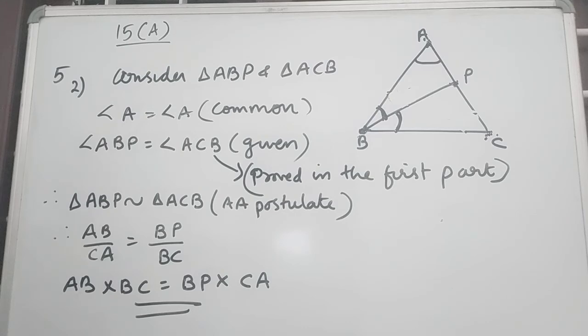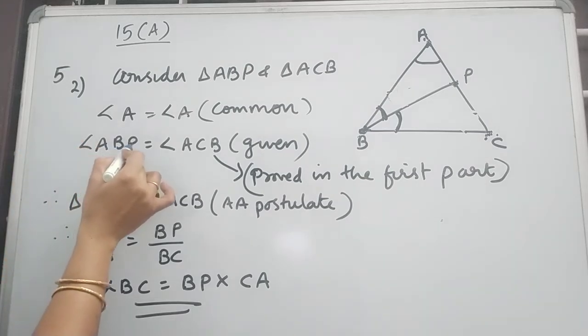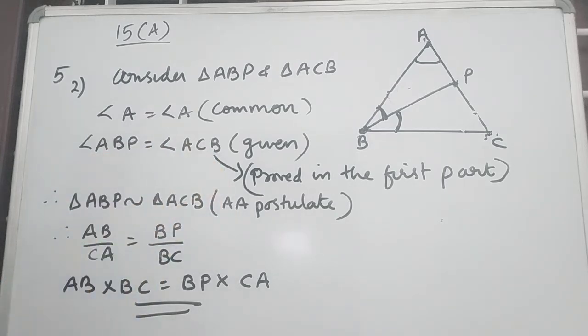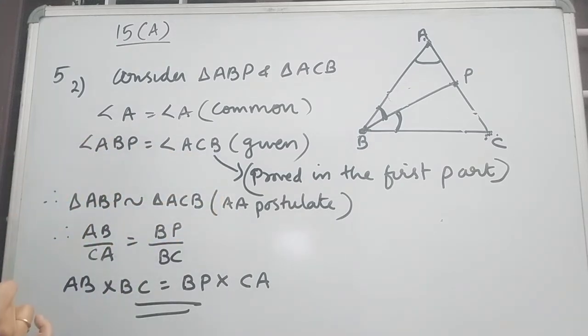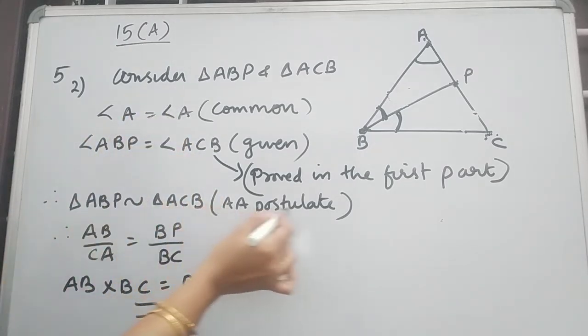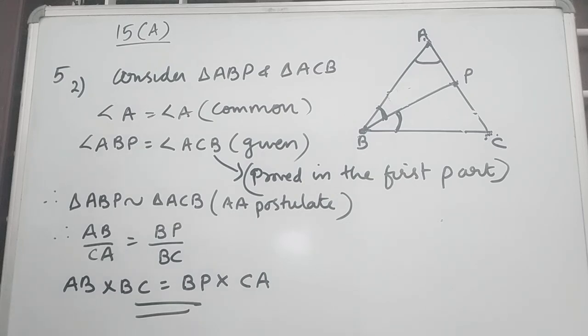Then using the given question, we proved that angle ABP is equal to angle ACB from the first part. That is, given ABC is equal to twice angle ACB. From there we proved it in this way in the first part. So we can write angle ABP is equal to angle ACB. So two angles are there, so the AA postulate we can apply. So triangle ABP is similar to triangle ACB.